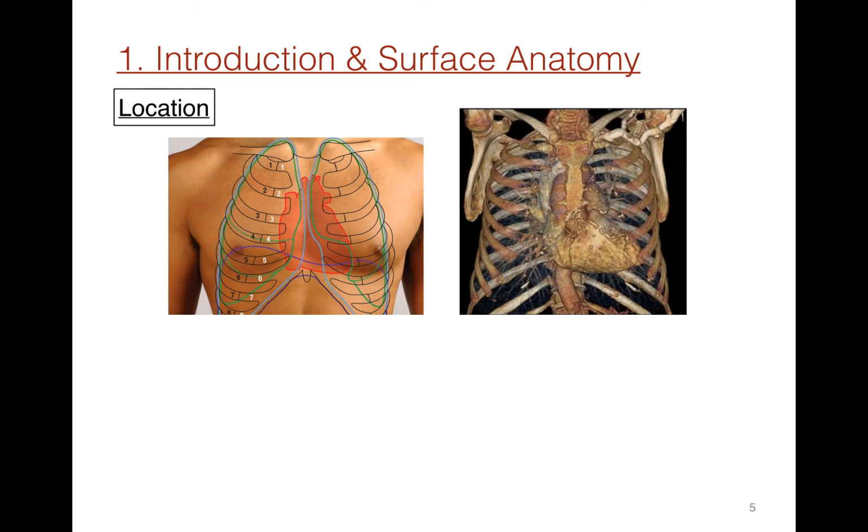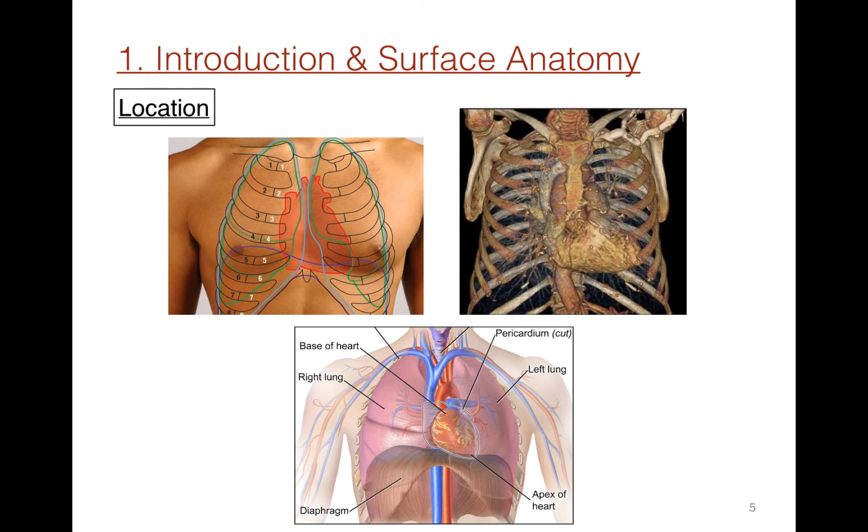This has some advantages when imaging the heart with ultrasound, because oftentimes there's a rib space that can be used on the left-hand side to direct the ultrasound beam towards the heart. Other important structures near the heart, of course, are the right and left lungs, and they can at times make imaging a little bit more difficult.